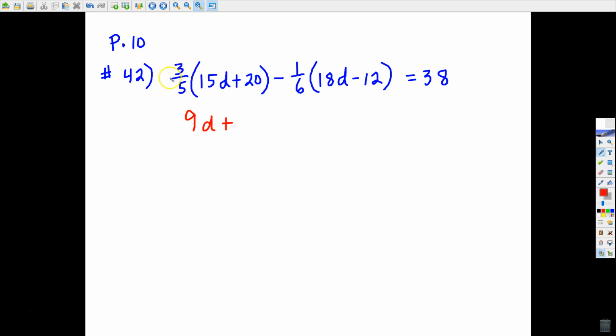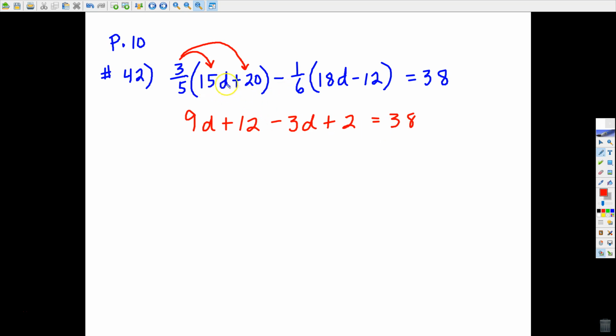Okay, and don't forget, distributive property means I not only multiply by 15d, but I also have to multiply by 20. So I'm going to use that same process. I'm going to divide 5 into 20, and that's 4. And then 4 times 3 is 12. Okay, that takes care of that group. And now we're going to distribute, I'm going to think of this as negative 1/6 to both of these terms. So if I multiply negative 1/6 times 18, that's negative 3d. And if I multiply negative 1/6 times negative 12, that's positive 2.